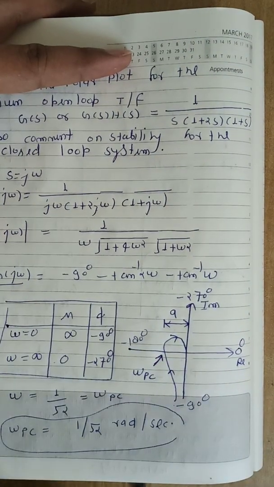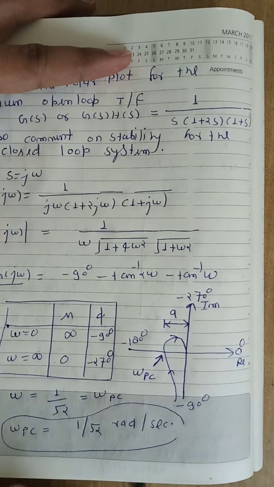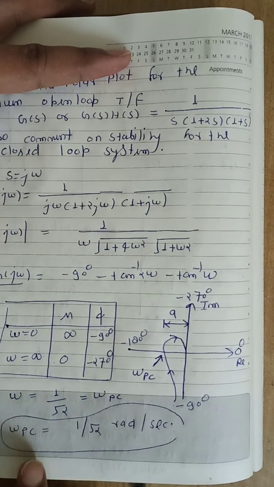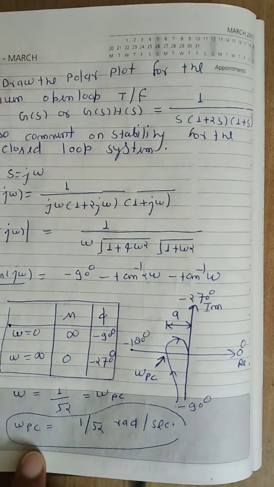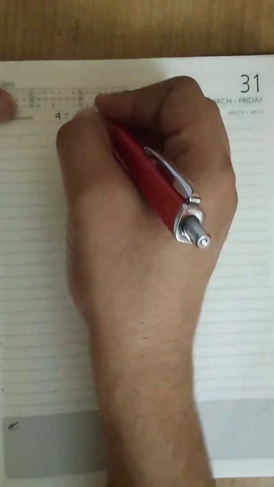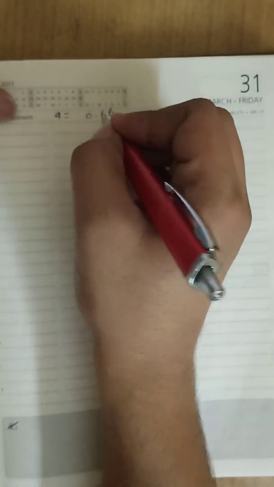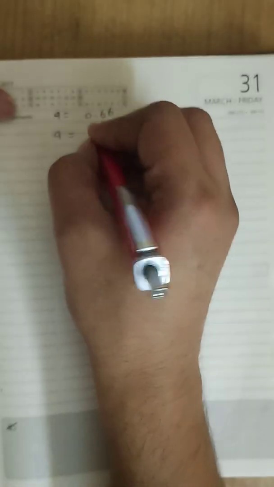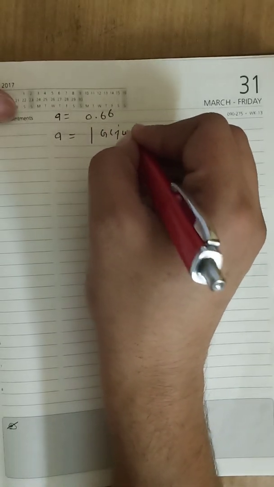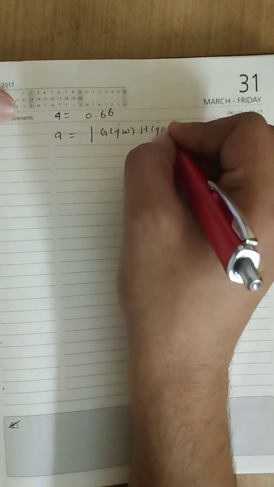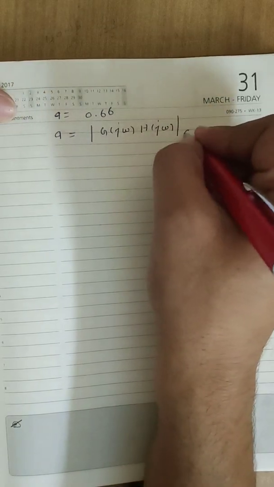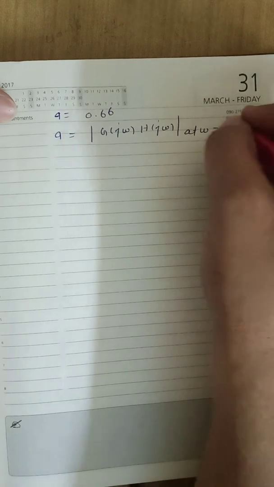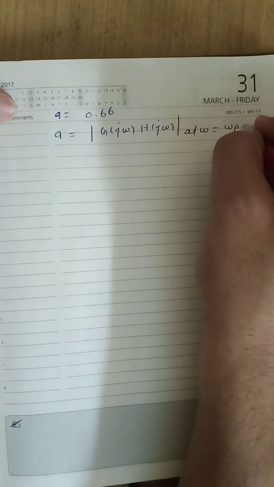Already we calculated in a previous video class. A we have calculated. It is 0.66. And what is the formula for A? It is magnitude of G(j omega) H(j omega) at omega equal to phase crossover frequency.